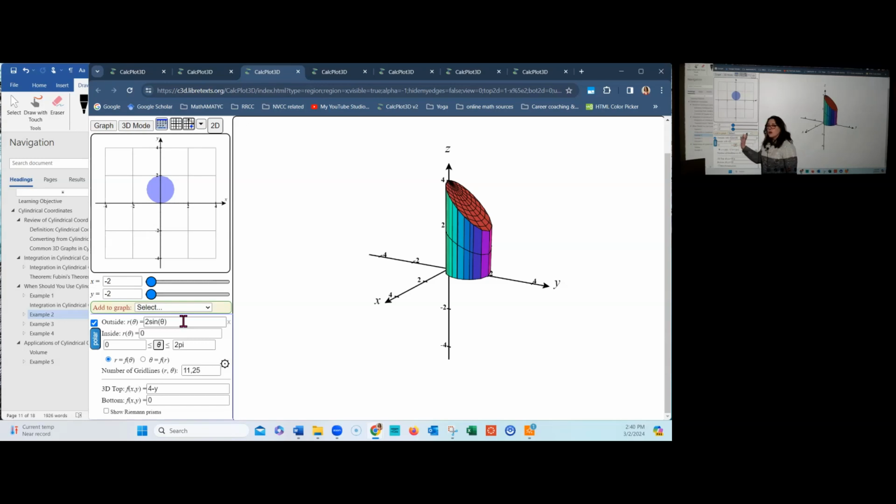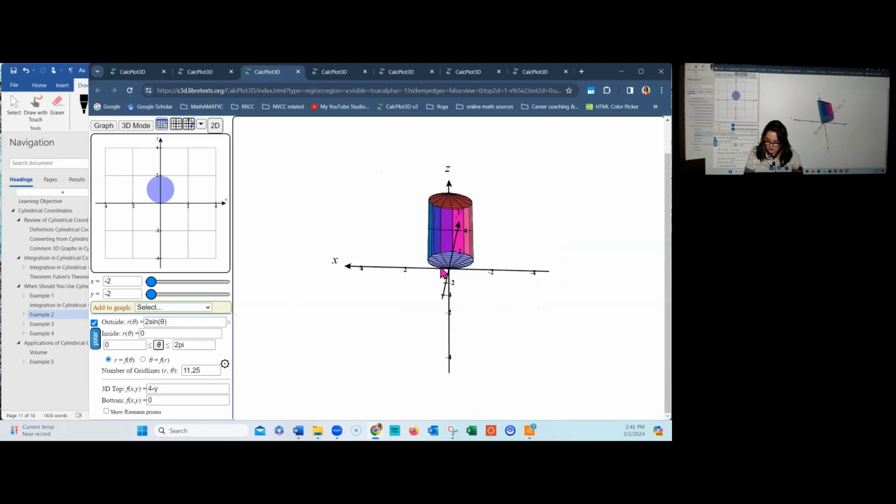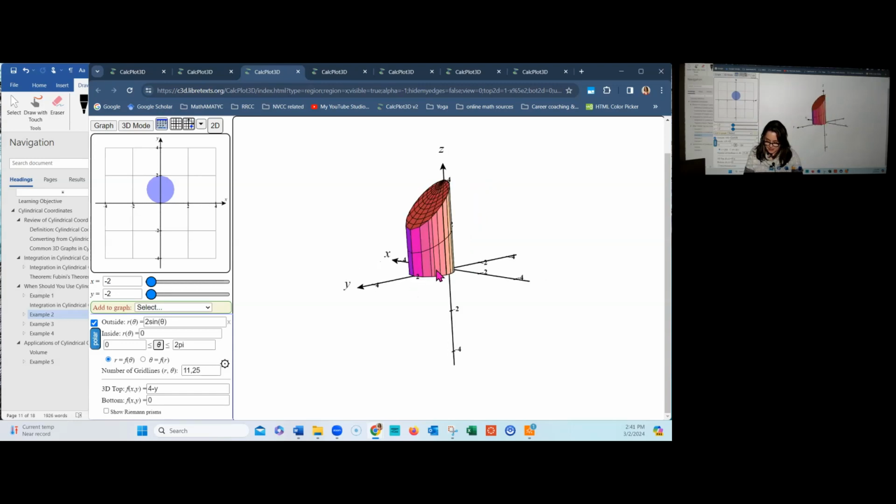We want to go all the way around our shape, so we're going to allow theta to go from 0 to 2 pi. The top of our surface is given by the slanted plane with equation z equals 4 minus y, and the bottom surface is the xy plane given by z equals 0. In some ways, this sort of reminds me of a tube of lipstick with a slanted top.